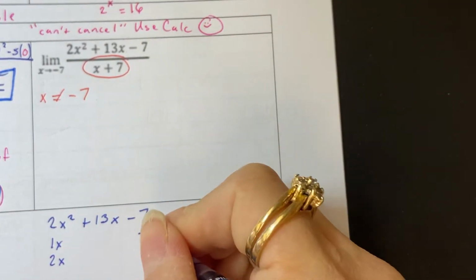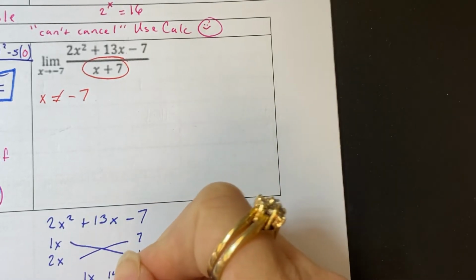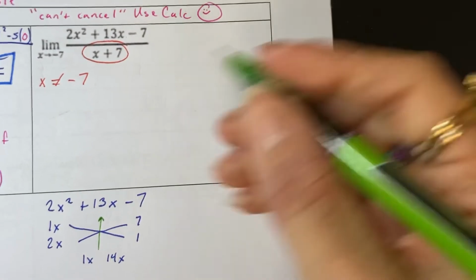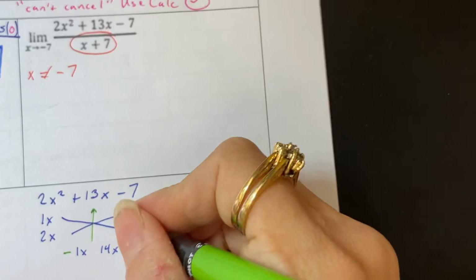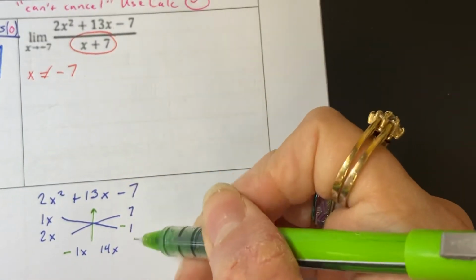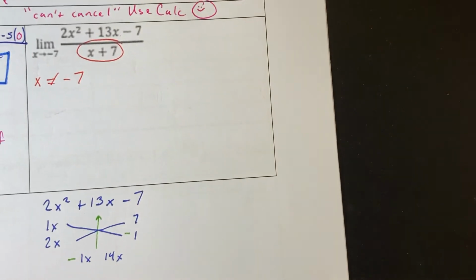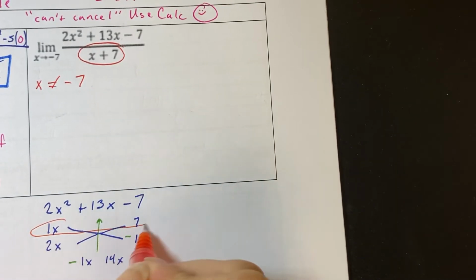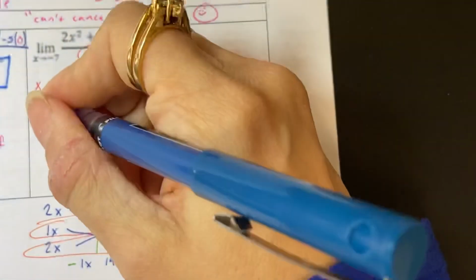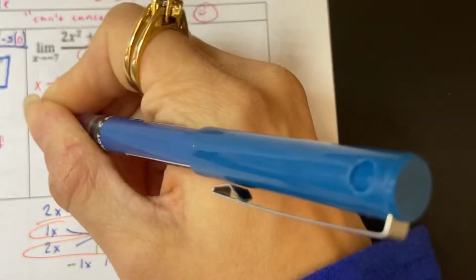Product of 7, let's do 7 and 1. That gives me 1x, that gives me 14x. So in order for me to get a sum of 13x, we need the 1 to be negative, and we thus need this 7 to be negative, making sure that our product number is working out. 7 times -1 is -7, so we're good to go there. So then our factors are x plus 7 and 2x minus 1. So x plus 7 and 2x minus 1.